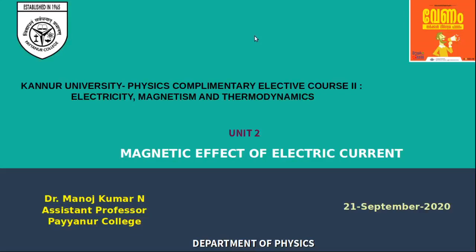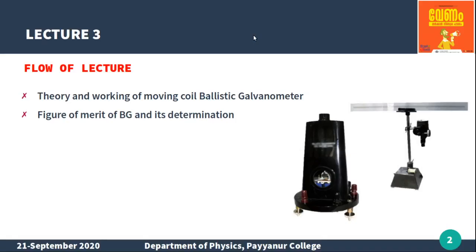Dear students, this is the third lecture on the topic magnetic effect of electric current. In this lecture, we are covering two topics: theory and working of moving coil ballistic galvanometer, and the figure of merit of this BG and its determination. It's a lengthy lecture, so I will split it into two videos. In the first video, I will cover theory and working of moving coil ballistic galvanometer.